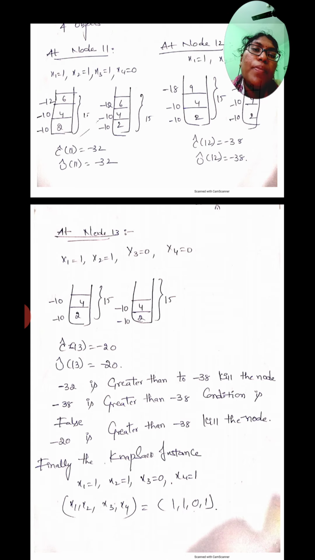Global upper bound u cap of 1, how much? Minus 38, with which we replaced earlier. With minus 38 we now have to check the conditions here. What do we have to check? We have to check the lower bounds. Minus 32 is greater than minus 38. Yes, we have to kill the node. Minus 38 is greater than minus 38? Condition is false. Minus 20 is greater than minus 38. Yes, kill the node.